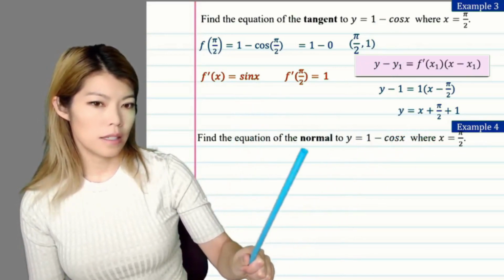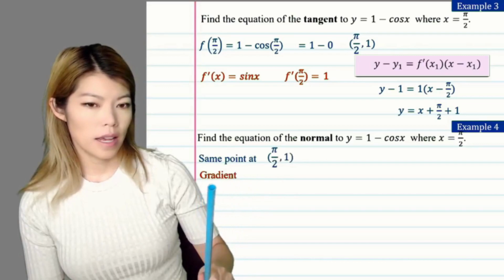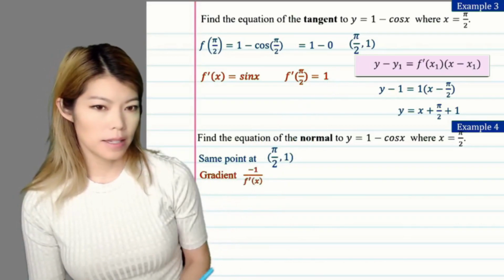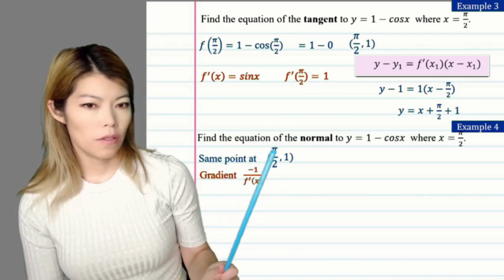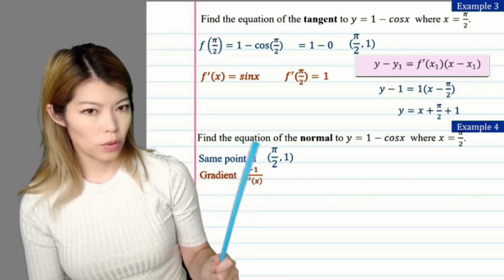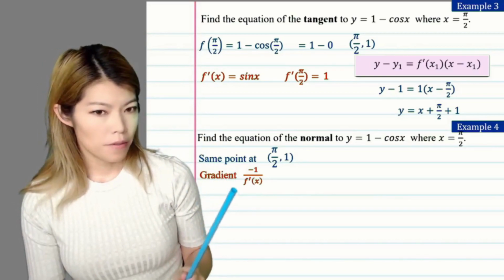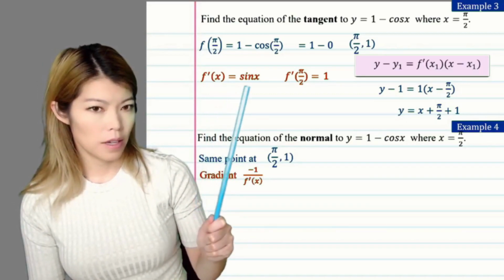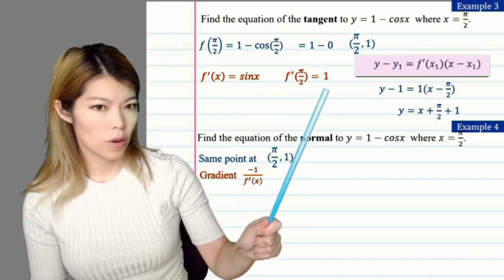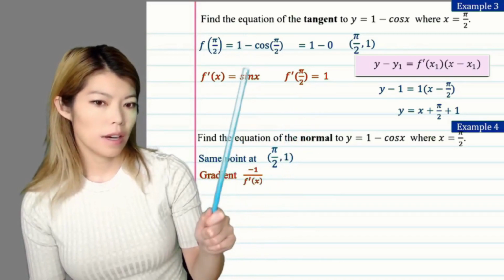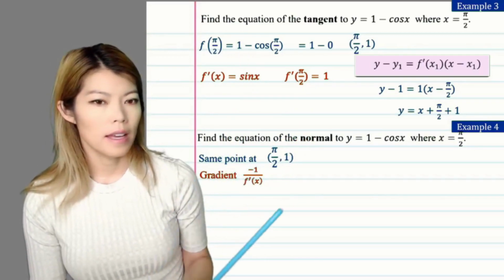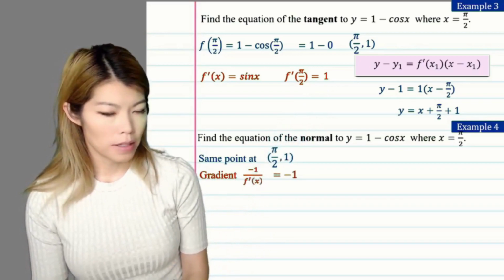The only thing different is the normal will have the gradient at minus 1 over that. So if this question was on its own, you would have to plug into the original equation to find y, and derive it first, find the derivative, and then do minus 1 over the derivative. But because we have it up there, we just copy paste it there. So minus 1 over 1 is just minus 1.